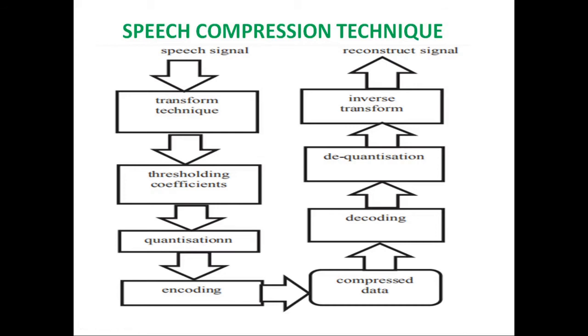So we have to determine the threshold value. After that, we do the quantization to round to the nearest quantization levels, and then we do the encoding. We convert those samples using A to D conversion, and then this compressed data is transmitted through the transmission channel. At the receiving end, we do the decoding. This digital data is converted into analog data. Then we apply dequantization, and then we compute the inverse transform from the modified transform.